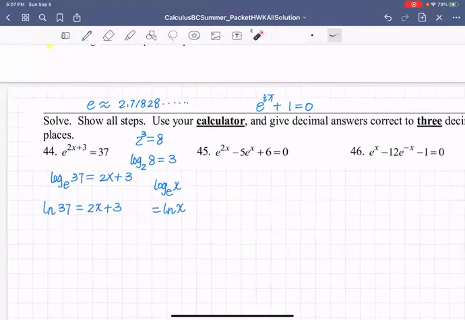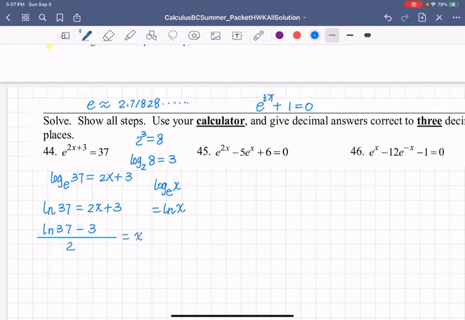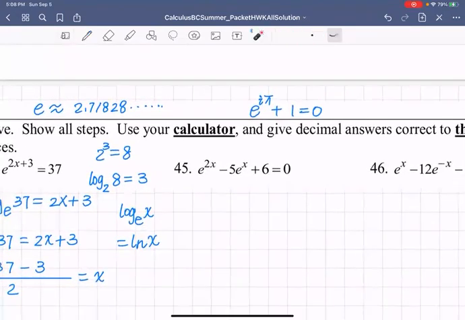Now let's solve for x. Go ahead. We can use this minus 3, right? And then divide by 2. This equals x. Make sense now? Okay. You do one more question.